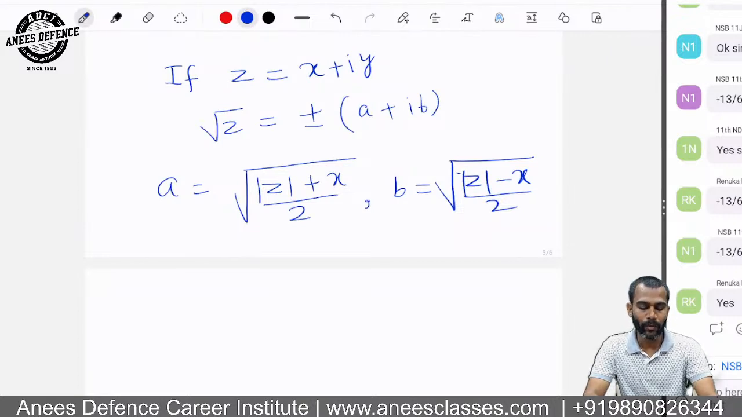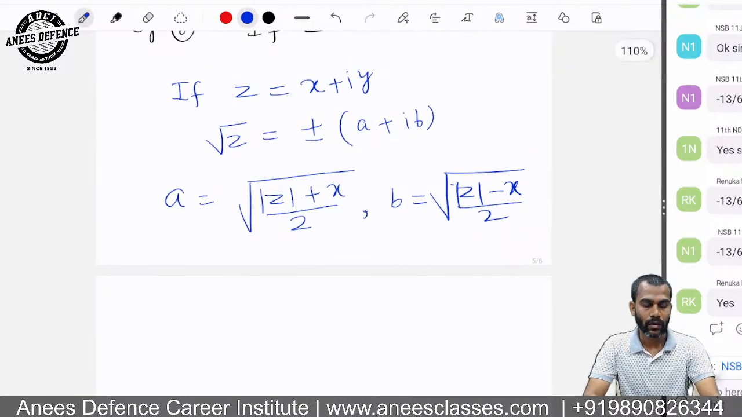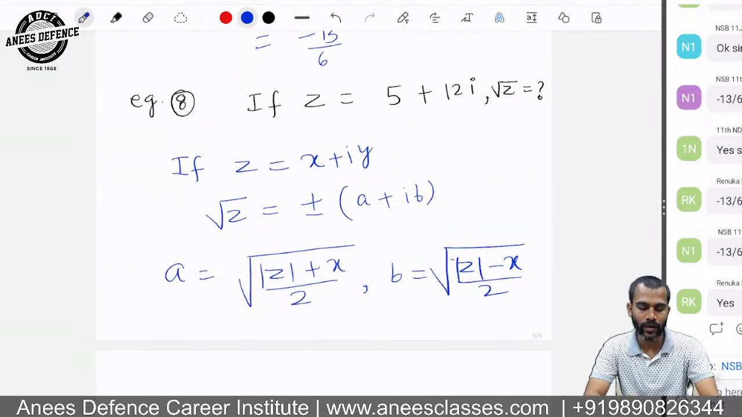So you need to find out the modulus of z, and the real part you have to add, then divide it by 2 and then find the square root. Yes or no? Whatever the sign in between the real part and imaginary part in the given complex number of which we have to find the square root, the sign will be the same. If suppose 5 plus 12 iota, we are supposed to find the square root of this particular complex number, then what we have to do?